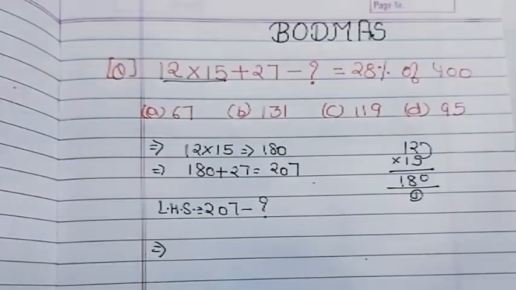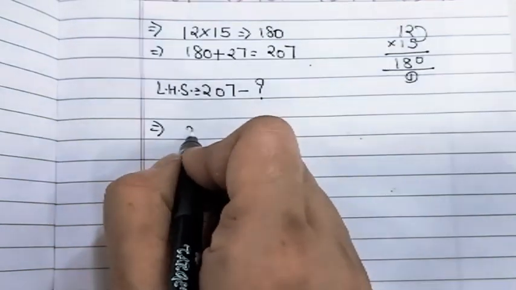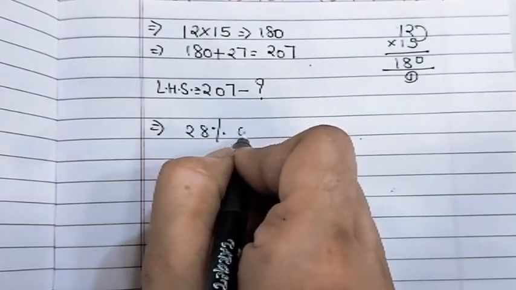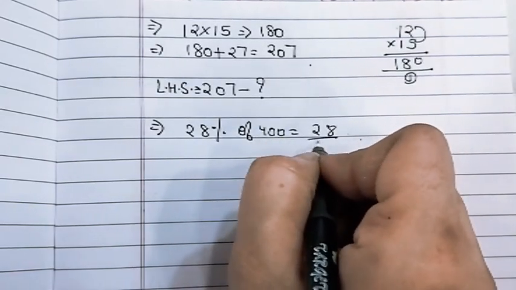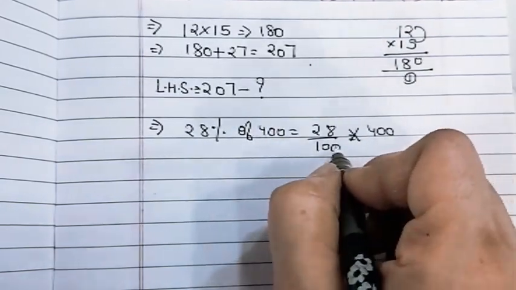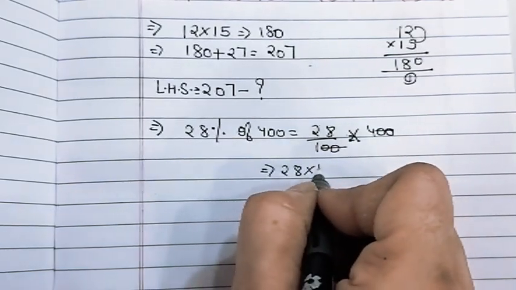Now step 2. To solve the right hand side, calculate the percentage of the number, which is 28% of 400. You can simply remove the percentage and multiply by 400. Cut down the zeros and it is easily 28 multiplied by 4.